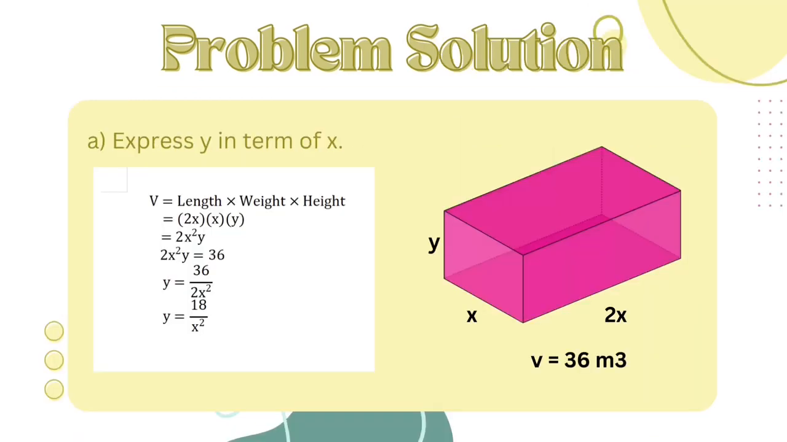Now, for question A, express Y in terms of S. Formula for volume is V equal to length times width times height. For the length is 2S times width S and times height Y. So, the answer is 2S squared Y. But right now, we want to express the Y. 2S squared Y equal 36. Bring the 2S squared to other side. Y equal to 36 over 2S squared. Cross 36 and 2. The final answer for this question is Y equal 18 over S squared.